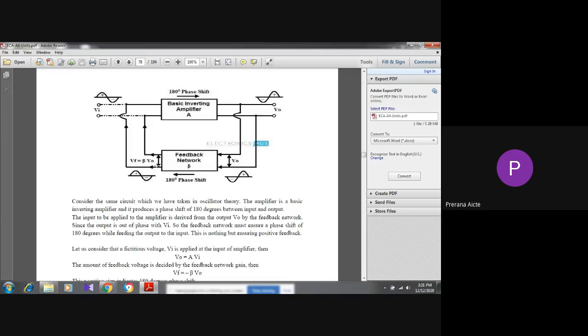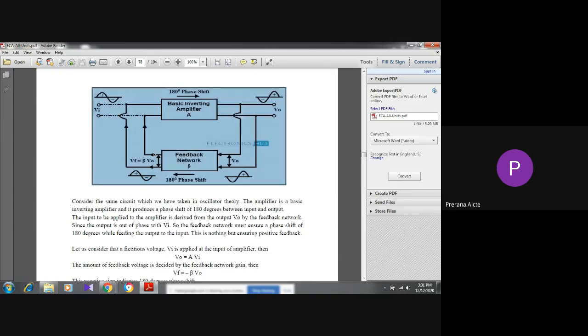See, here we have taken an inverting amplifier. So what is an inverting amplifier? It is an amplifier which produces 180 degrees phase shift. The best example for an inverting amplifier is the CE amplifier, common emitter amplifier. Common emitter amplifier gives 180 degrees phase shift between input and output. So in this figure, we have taken a CE amplifier, which is an inverting amplifier. From the inverting amplifier, you will get the 180 degrees phase angle. See, this is the input signal and this is the output signal. Both are out of phase.